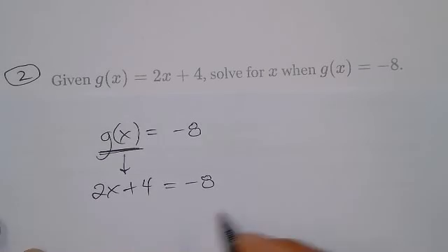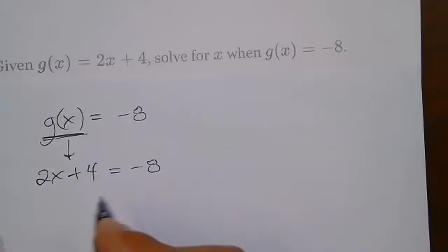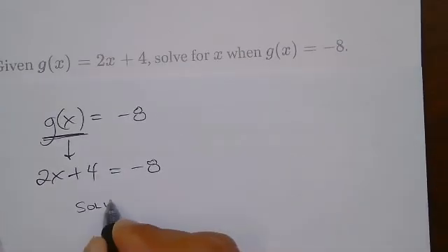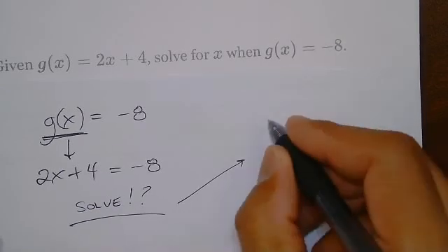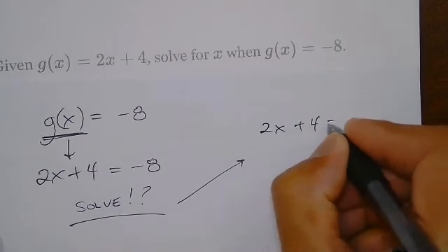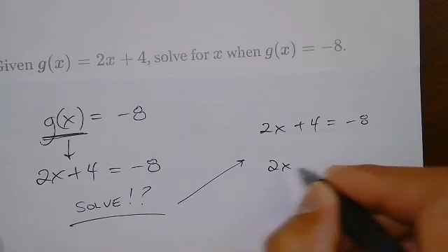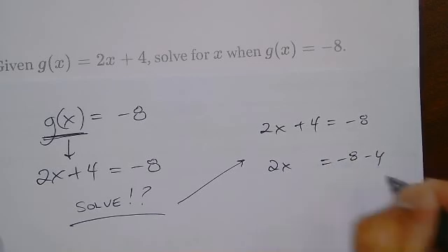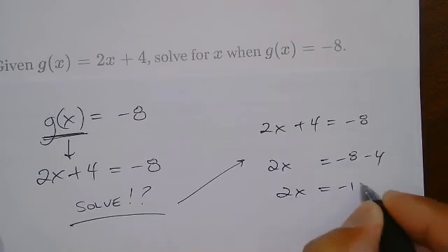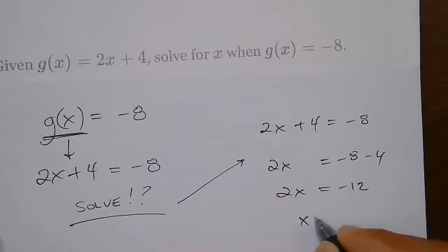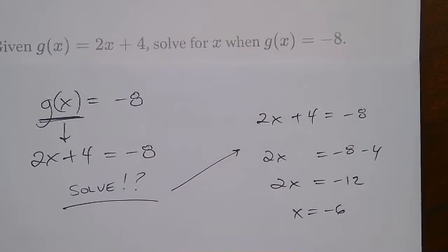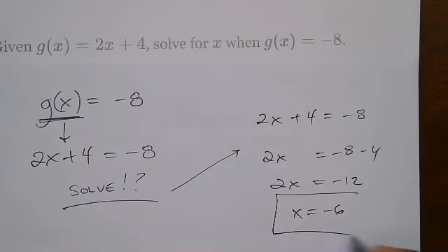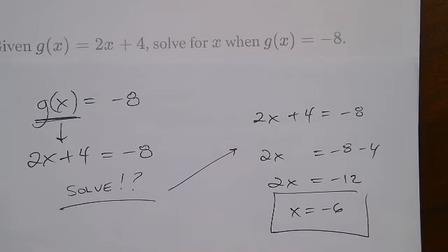Okay. What are we going to get here? Well, we got to solve this now. Let's see, how do we solve this? 2x plus 4 equals negative 8. That's going to be 2x equals negative 8 minus 4. That's going to be 2x equals negative 12. I got x equals negative 6. Are we good? Yeah.